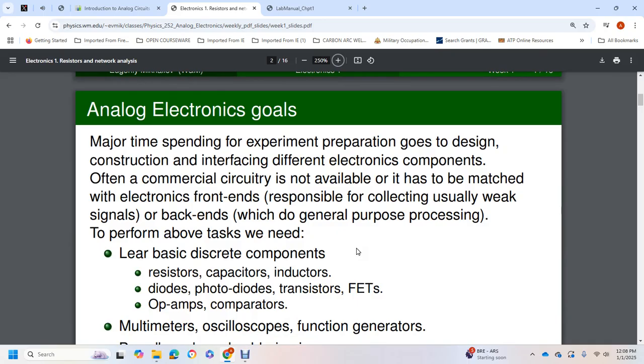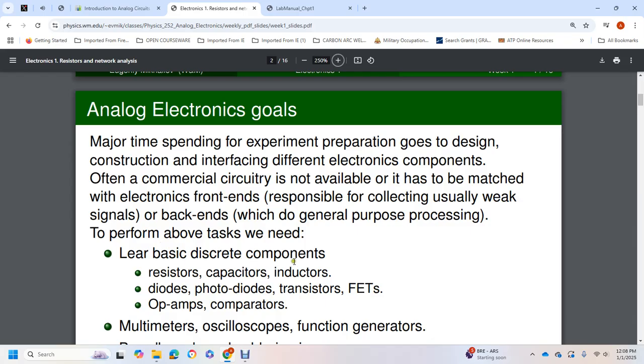Analog electric circuit goals. Major time spent on experimental preparation goes to design and construction, interfacing different electronic components, often because commercial circuitry is not available or has to be matched with an electronic front end. Its responsibility is collecting usually weak signals, while the back end does the general processing to perform the tasks we need.